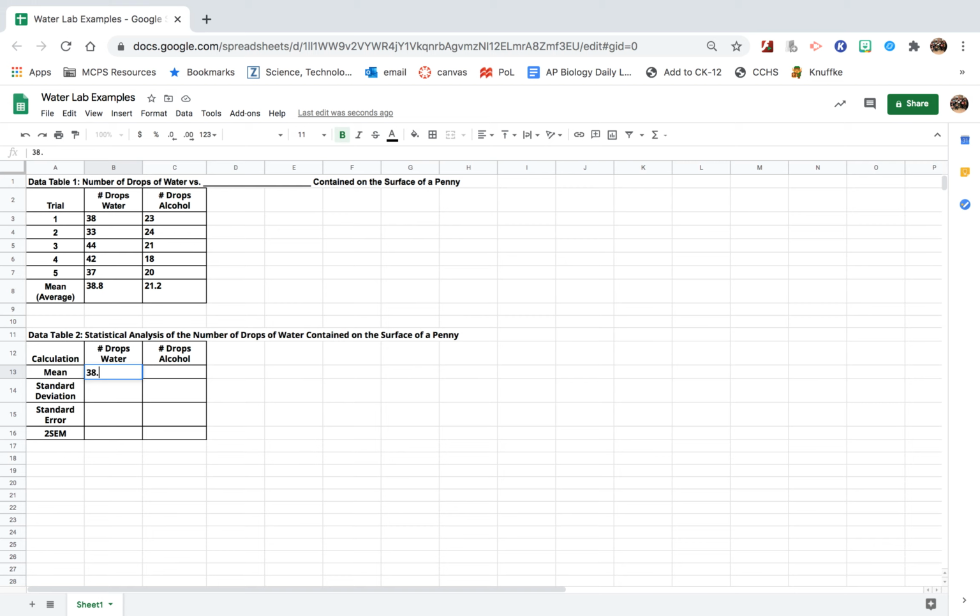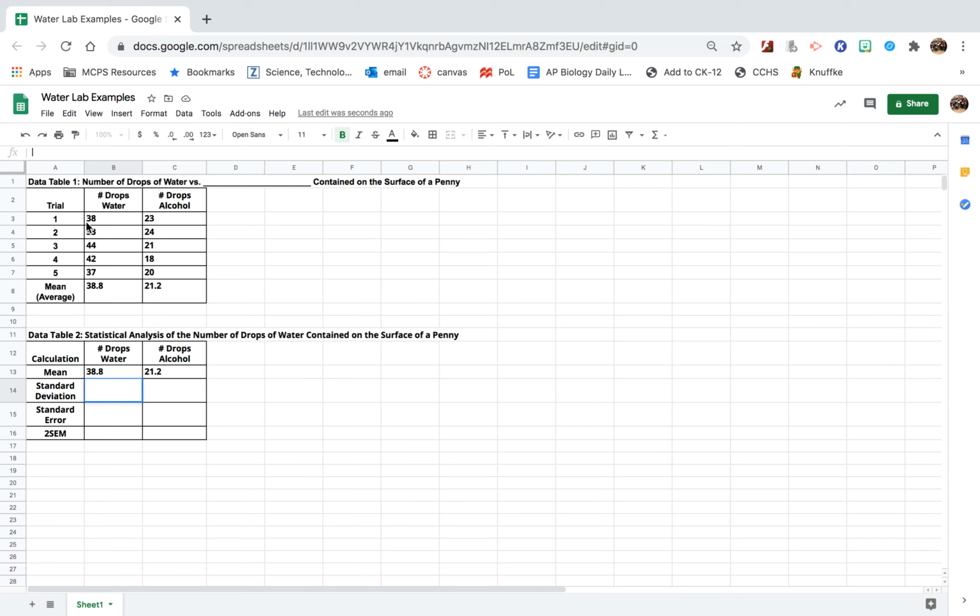So I'm going to go ahead and carry my data down to the second data table, and then I'll be able to calculate standard deviation and standard error. So again, you can calculate the standard deviation by hand or on a calculator. Some teachers have you do it just to show you how tedious it is. You're finding how far away, how much each individual data point deviates from the average.